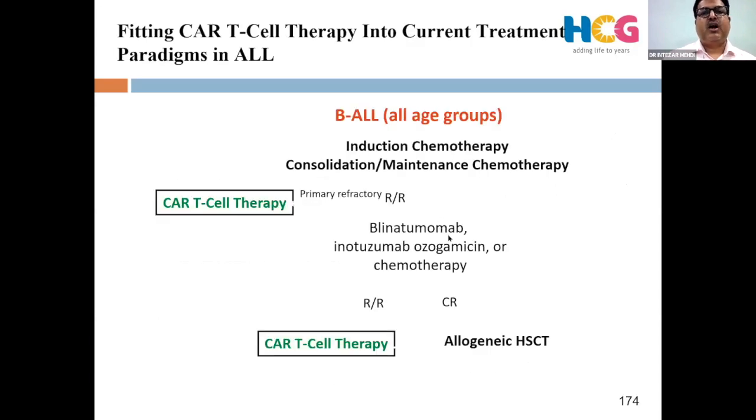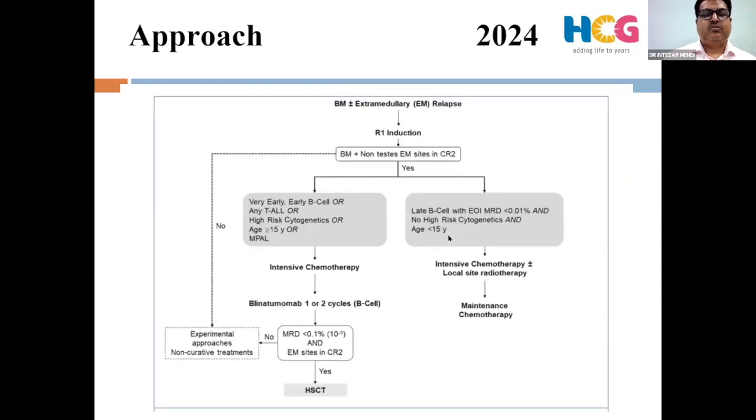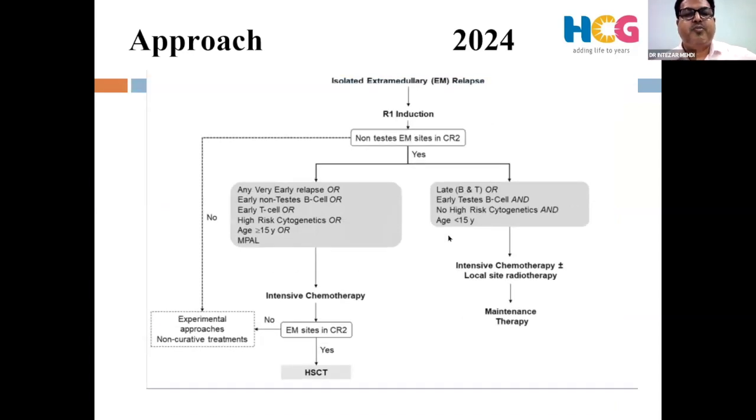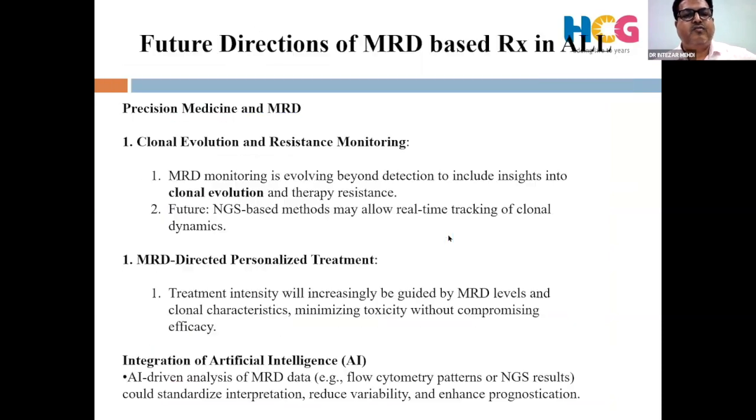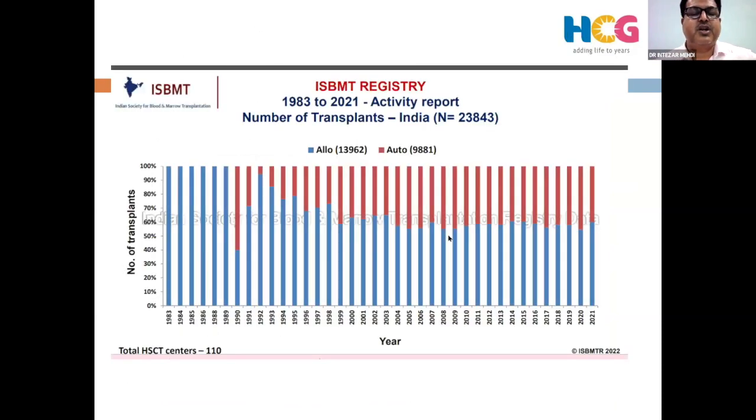So as you can see, fitting CAR T cell therapy in current treatment paradigms, everything has a role. So now the approach is you have to find where you have to fit the blina, where to fit the INO, where to fit the bone marrow transplant. So a multidisciplinary team approach, because everything has a role. And I think in future we are going to have MRD directed, personalized treatment.